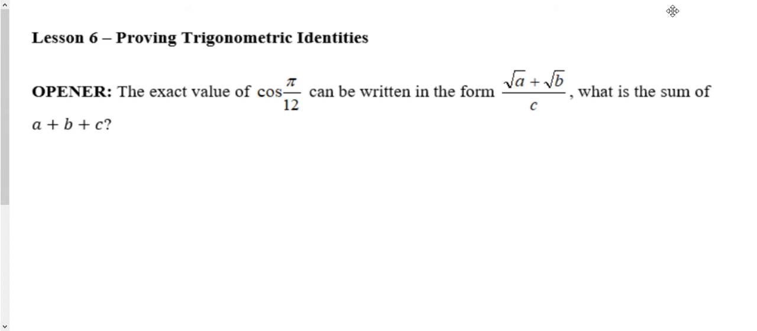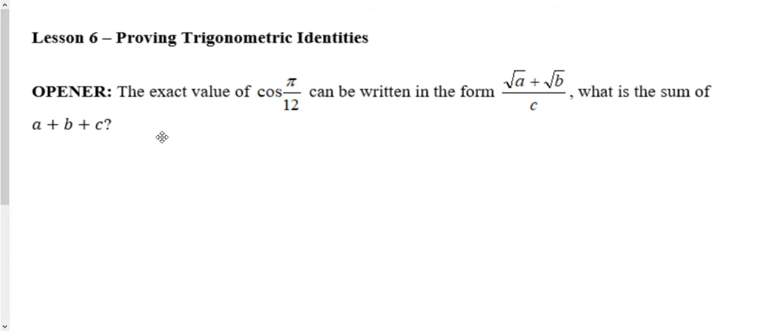Today's lesson is proving trigonometric identities. Before we get there though, we're going to start on our opener question. It says, the exact value of cos pi over 12 can be written in this form, radical a plus radical b divided by c. What's the sum of a, b, and c once you have it solved?